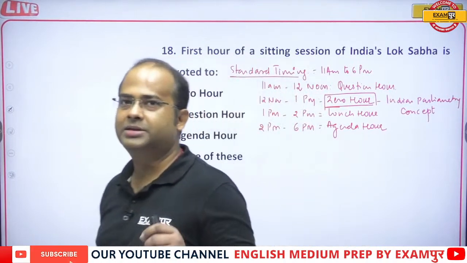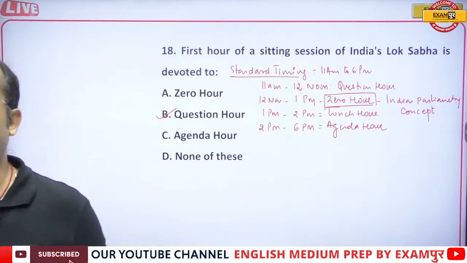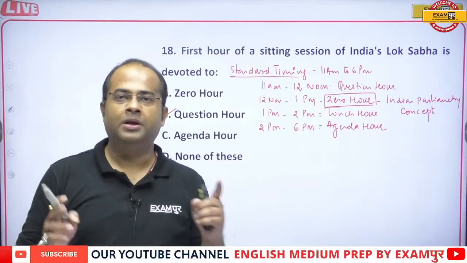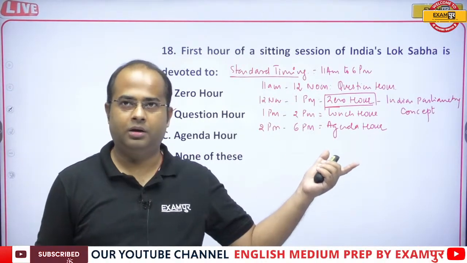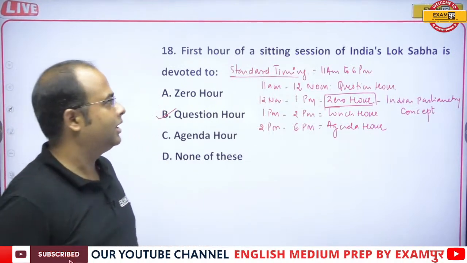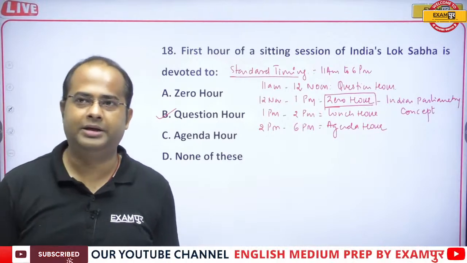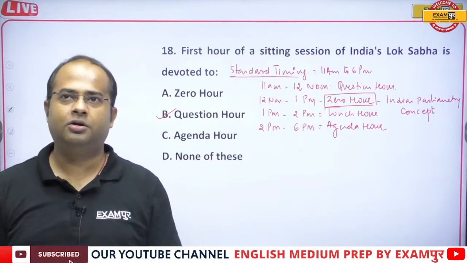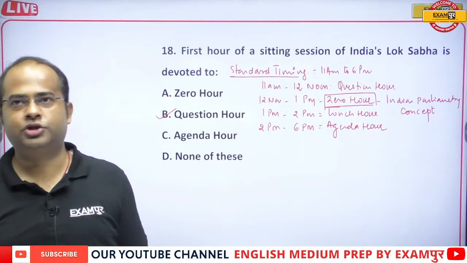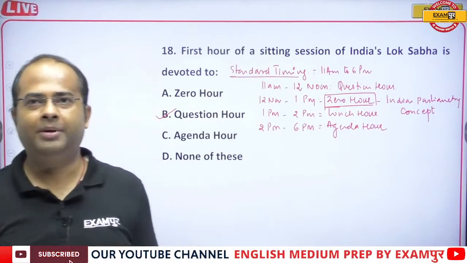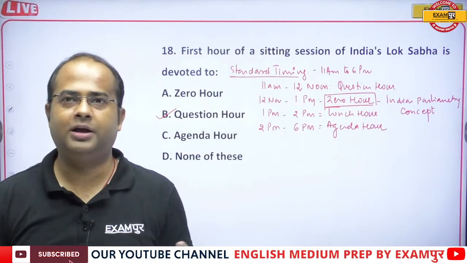And in 0 hour, guys, the questions of urgent public importance are raised. So the question that needs immediate discussion is raised in 0 hour. And in question hour, starred questions and unstarred questions are all raised. So the first session of the Lok Sabha starts with the question hour. 1 p.m. to 2 p.m. is lunch hour. The parliamentarians go to have their lunch.